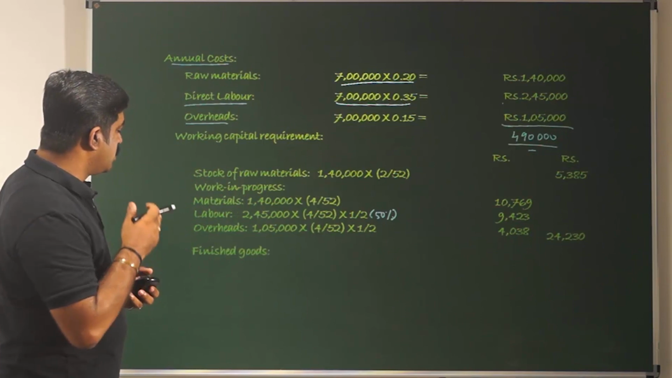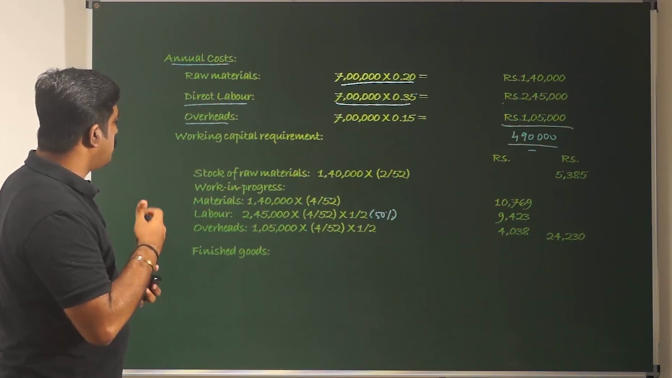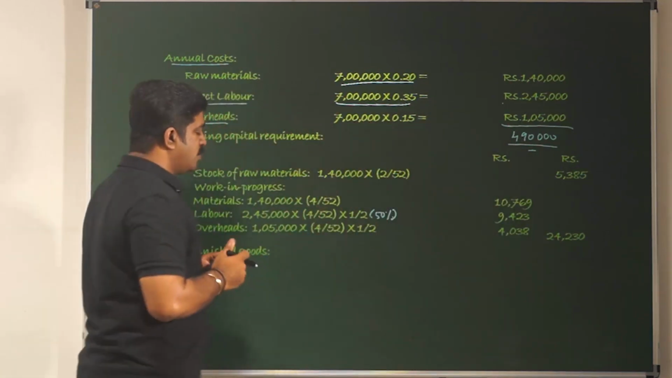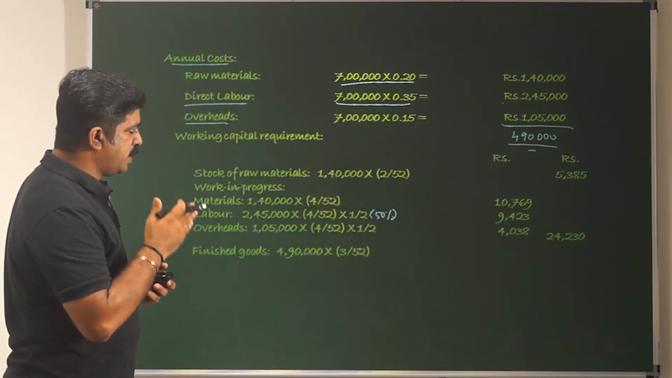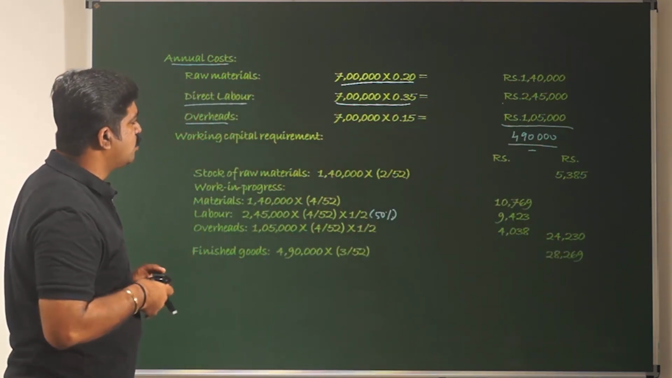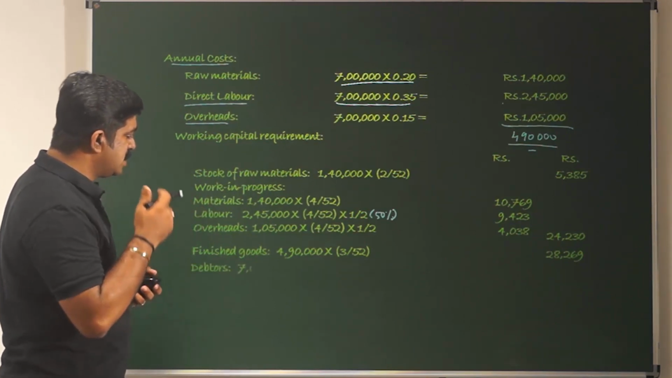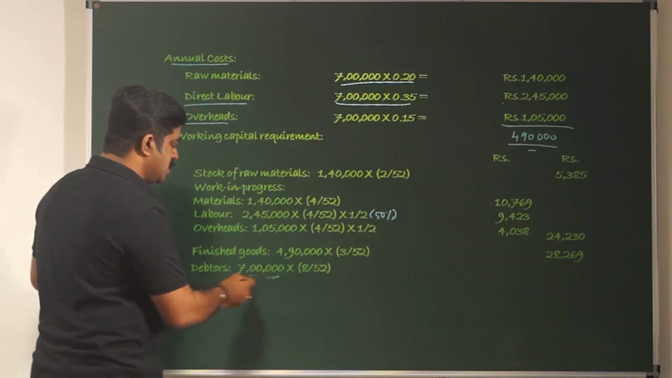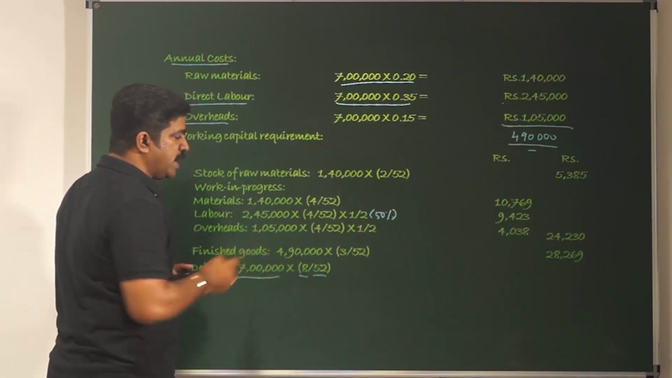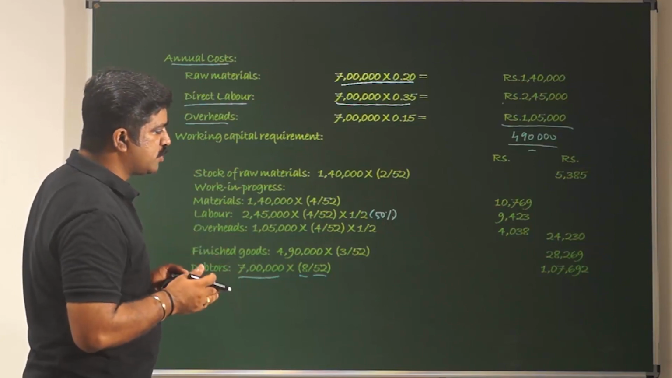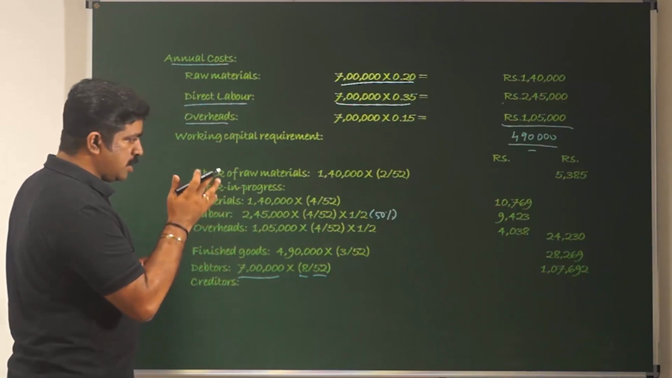Okay, then you have finished goods. So what happens in finished goods? This 490,000 is for 52 weeks. What is for 3 weeks? So 490 divided by 52 into 3, you get 28269. Then comes your debtors. Debtors is linked with sales. Sales of 700,000 is for 52 weeks. What is for 8 weeks? And you get 107692. Now if you total this, you get to know what is your total assets.